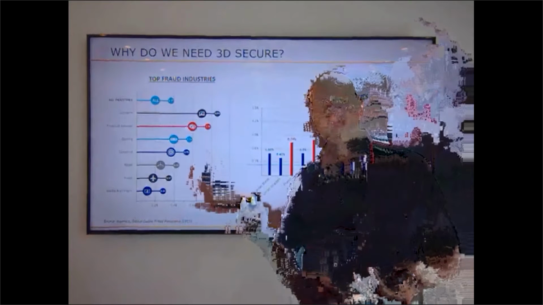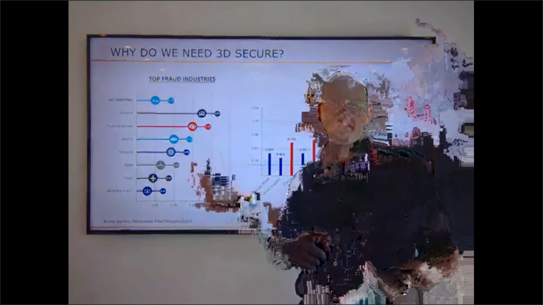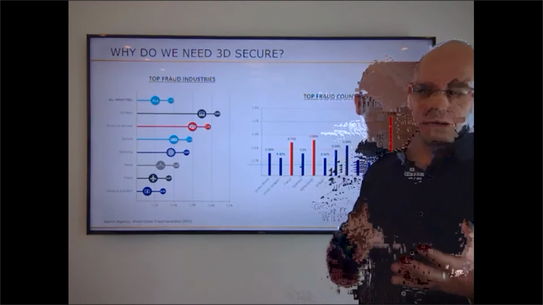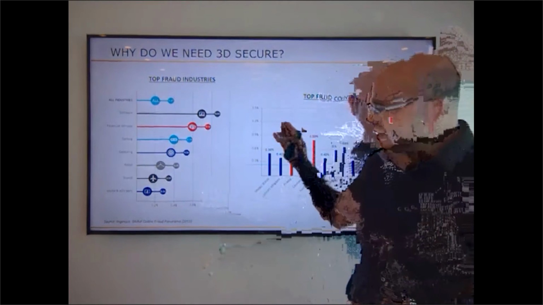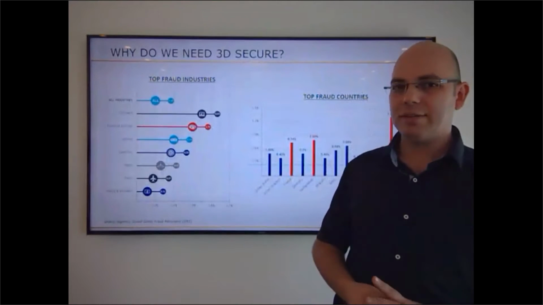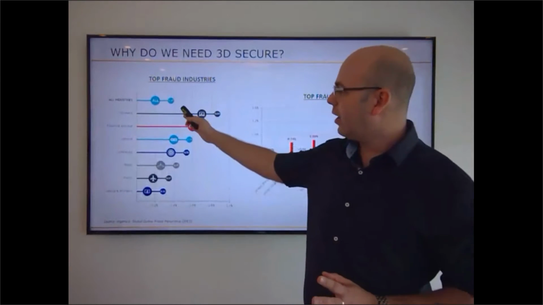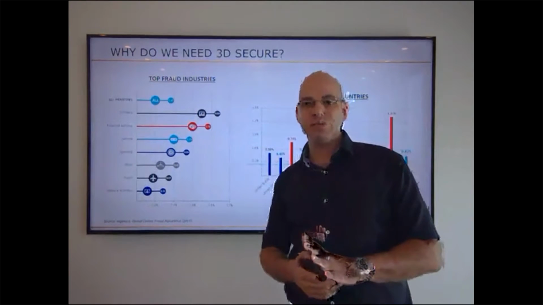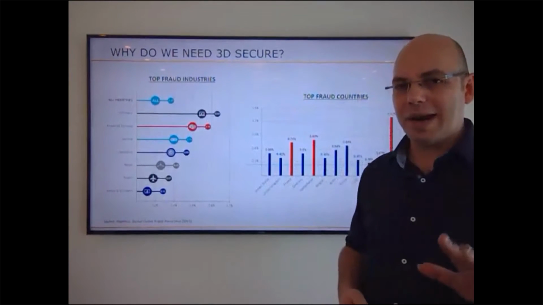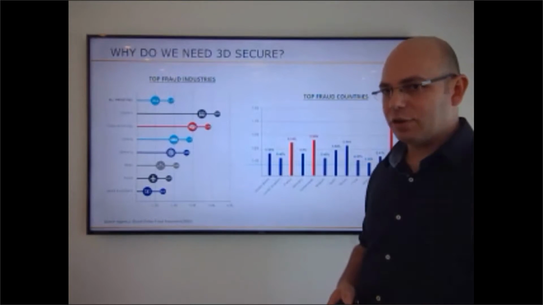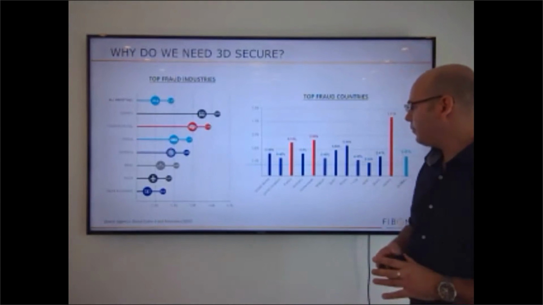0.45%. Travel industry, hotels, plane tickets, all kinds of other activities that you do while traveling, 0.37%. And media and e-content, 0.31%. Overall, worldwide, 0.47%. So you can see that this is a significant amount of money that is being lost annually as a result of fraud.